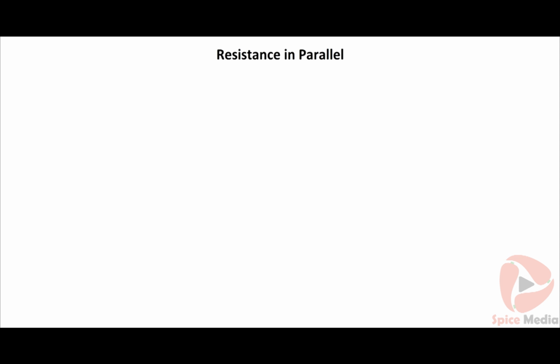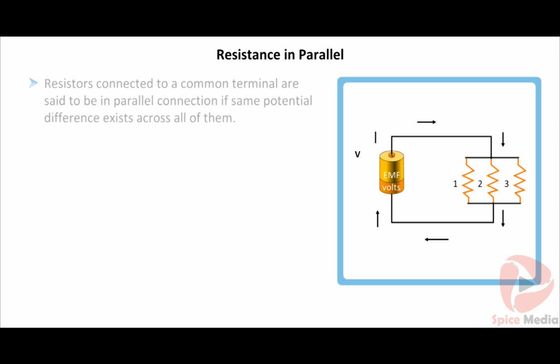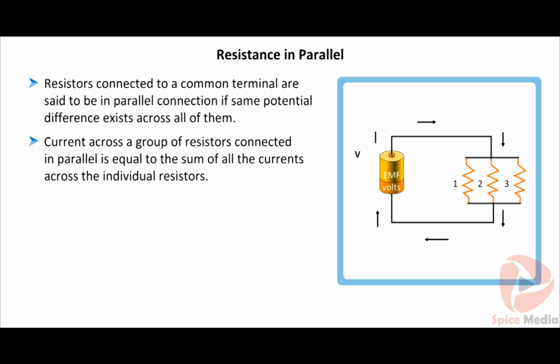Next, we will discuss the parallel combination of resistors. In a circuit, if resistors connected to a common terminal are said to be in parallel connection, there exists the same potential difference across all of them. The current across the group of resistors connected in parallel is equal to the sum of all the currents across the individual resistors. Click on the animation button to know more.